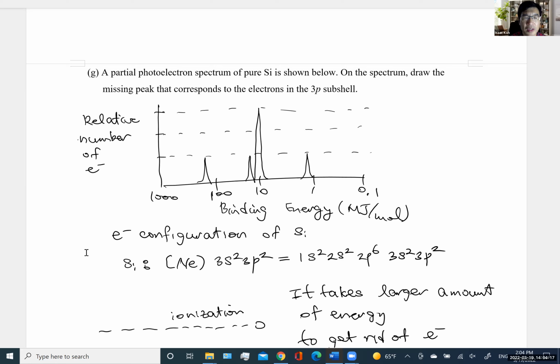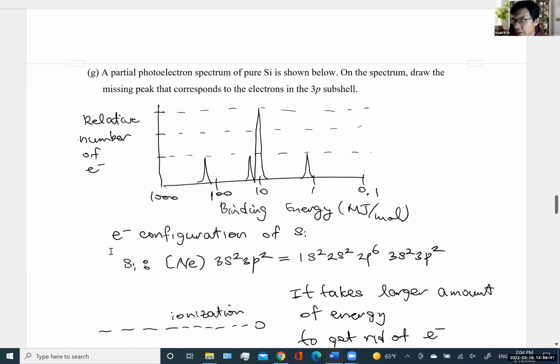And then the relative number of electrons. So we need to look at the peak number of electrons. Here, the electron configuration of silicon is again important. Let's revisit the electron configuration of silicon: neon core 3s2 3p2, which is 1s2 2s2 2p6 3s2 and 3p2.